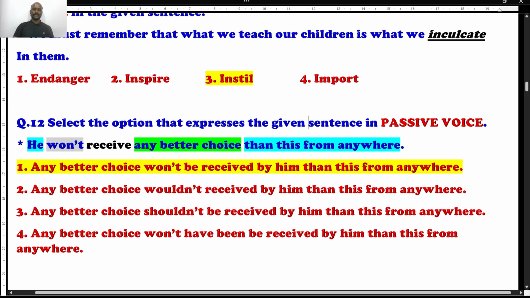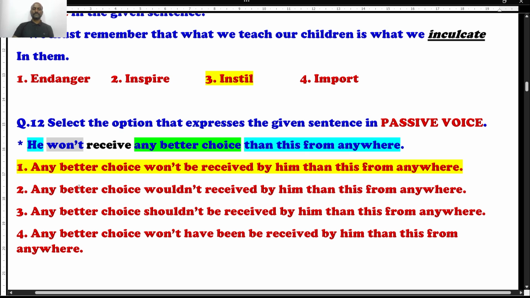Let me read the question. He won't receive. Won't is nothing but will not. He will not receive any better choice than this from anywhere. What is the subject? He. What is the object? Any better choice than this from anywhere. What is the sentence? Will not is nothing but simple future tense, and receive is the first form of the verb. That's called simple. Verb one is what we call.